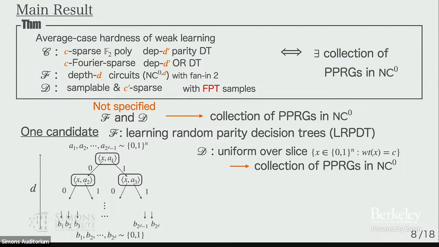But there is another reason for the importance of studying this problem. If this problem is even hard on the uniform example distribution, it still gets a very simply computable pseudorandom generator, a single PRG computable in parity NC0.